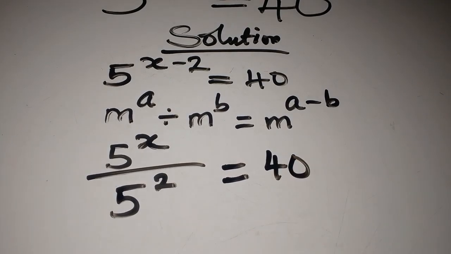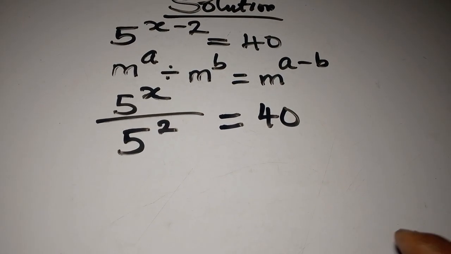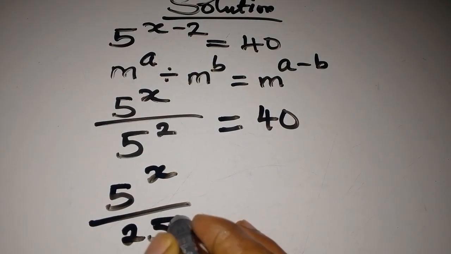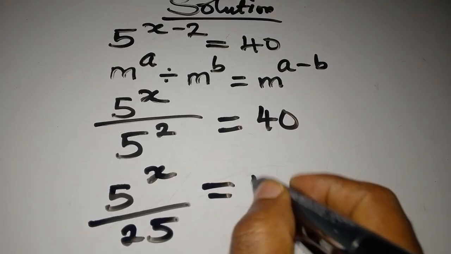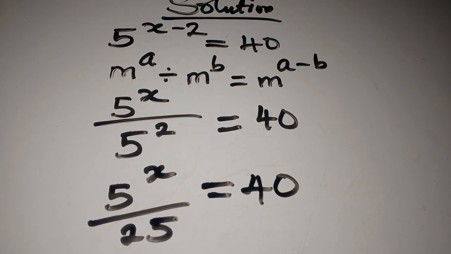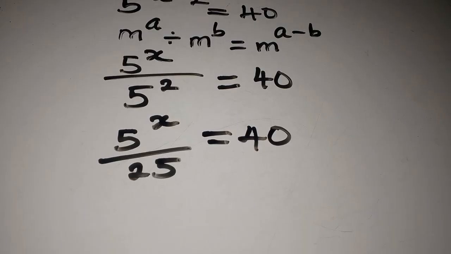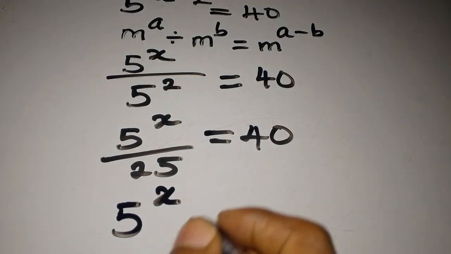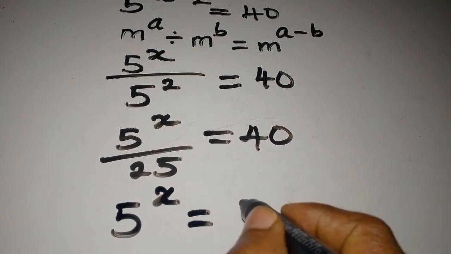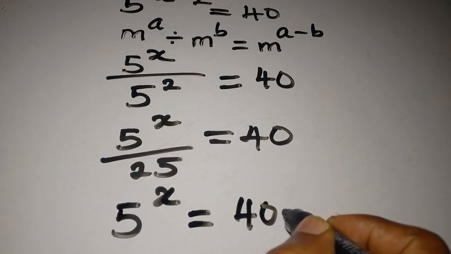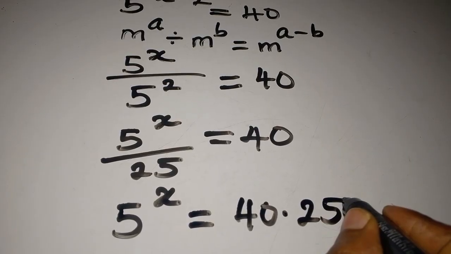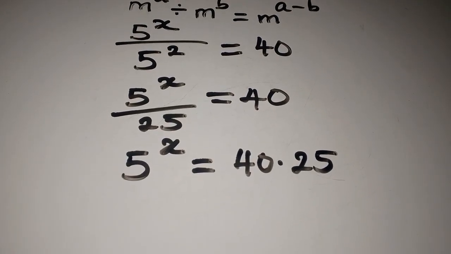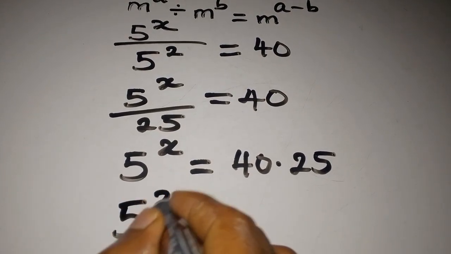40. So this is 5 to the power of x over 25, because 5 squared is 25. This is equal to 40. So what do we do? We are going to cross multiply, and we'll have 5 to the power of x to be equal to 40 multiplied by 25, because we are cross multiplying. So again, we have 5 to the power of x.